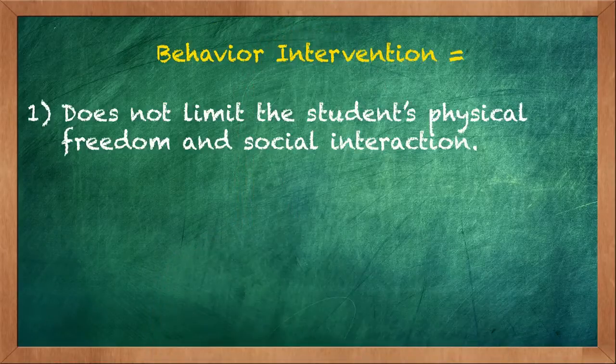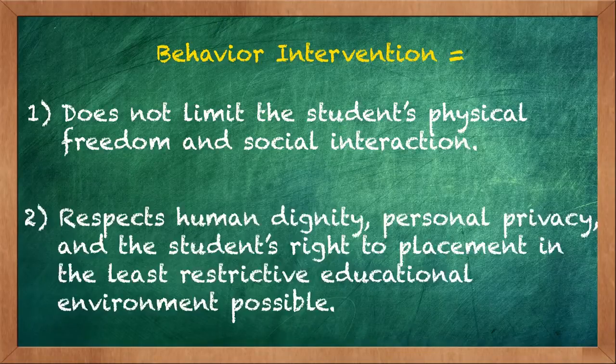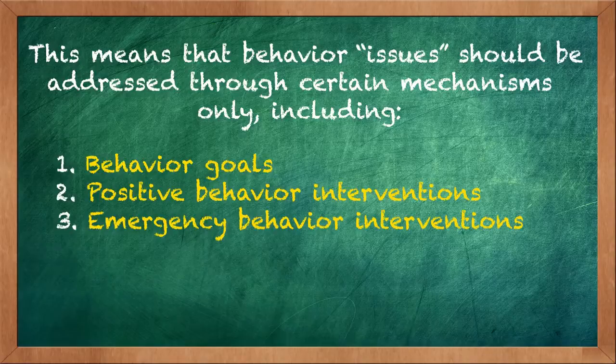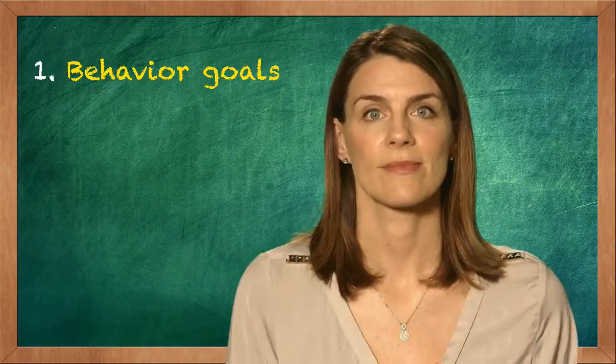that, 1, does not limit the student's physical freedom and social interaction, 2, respects human dignity, personal privacy, and the student's right to placement in the least restrictive educational environment possible. So what does this mean? This means that behavior issues should be addressed through certain mechanisms only, including behavior goals, positive behavior interventions, and very rarely emergency behavior interventions. Let's discuss each one of these.